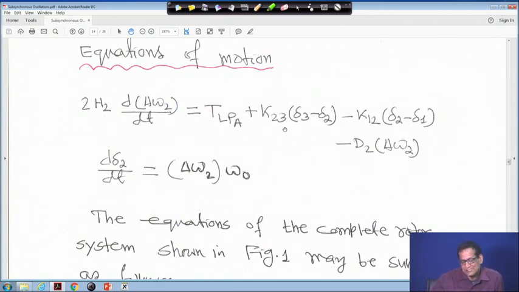This type of equation we have already derived, and here you are considering several separate subsections. So you have to write your equation of motion like this. These two are input torque, then you have minus K12 (delta 2 minus delta 1), this is output torque, and this is damping, minus D2 into delta omega 2. And this is d delta 2 by dt is equal to delta omega 2 times omega 0.